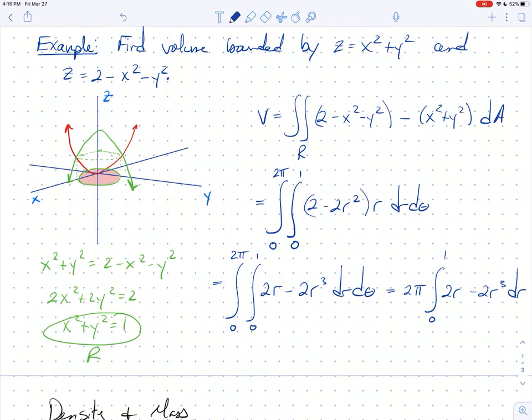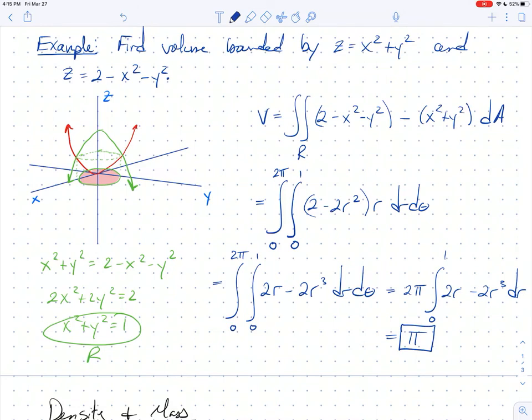That's a calculus 1 level integral. We're going to get r squared minus a half r to the fourth, from 0 to 1, which is 1 minus a half, which is a half. So this is just 2 pi times a half, which is pi. If that was too fast for you, that's the beauty of the videos. You can slow down and pause it and work it out yourself. So the volume bounded between these two surfaces is pi.